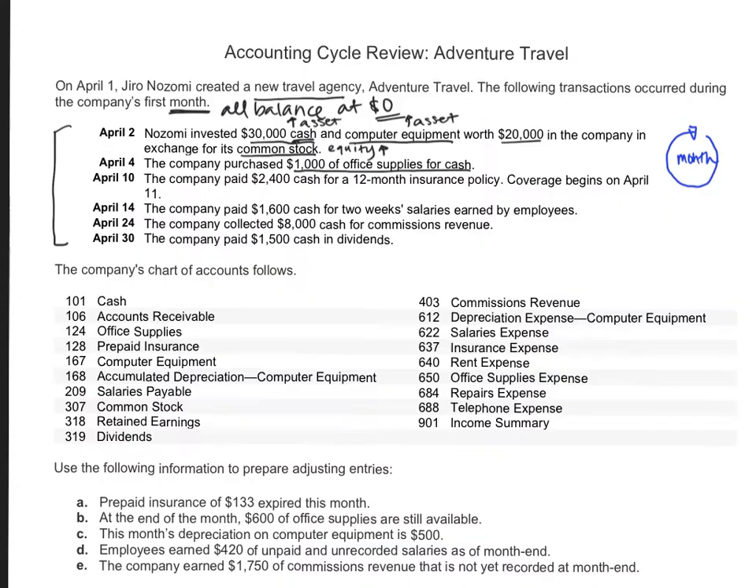All right, in my next journal entry, it's now April 10th, and my company is paying $2,400 cash for a 12-month insurance policy. So here I do have cash, which is an asset going down, and I have an asset going up known as a prepaid. This is a policy I'm paying for in advance, and I'll use it over time. It's a prepaid insurance policy.